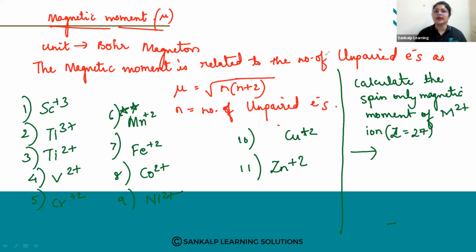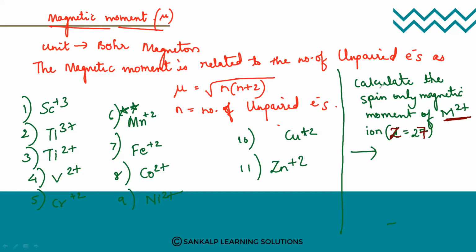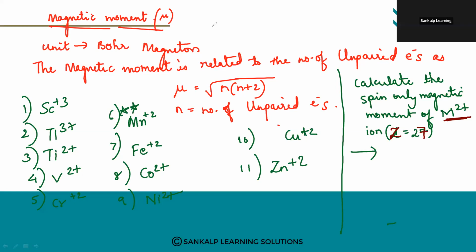So now you have to find the magnetic moment. What they have given? They have given a metal. They have told that the metal is in plus 2 state and its atomic number is 27. Okay, and you have to find its magnetic moment. So can you tell me the answer? Try solving this.